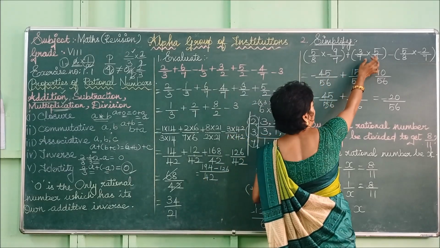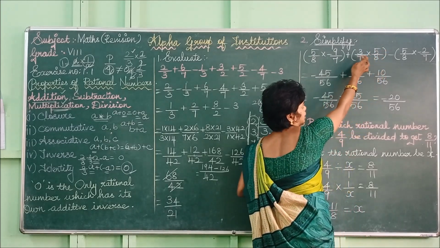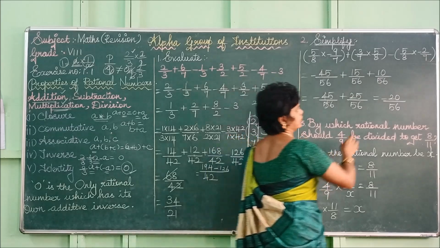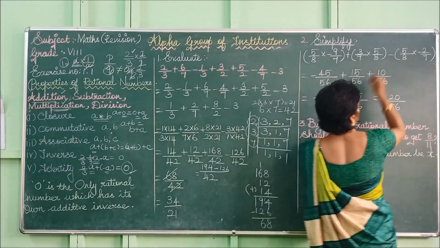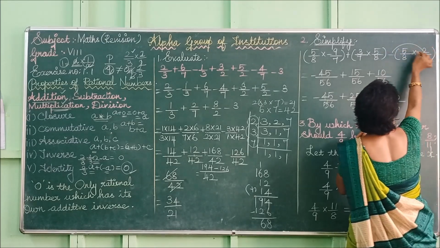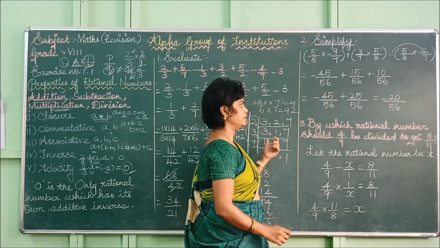So here in the bracket it is multiplication. So you can multiply both the numerator and denominator. 3 5s are 15, 7 8s are 56. So check. Here it is subtraction and here subtraction. So minus into minus plus, 5 2s are 10, 8 7s are 56.